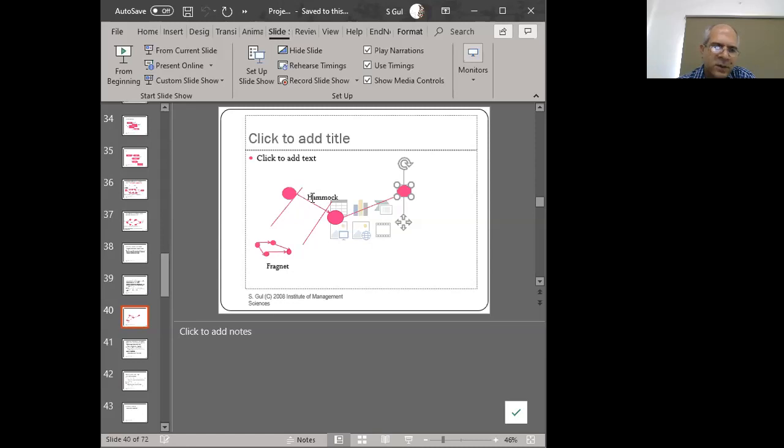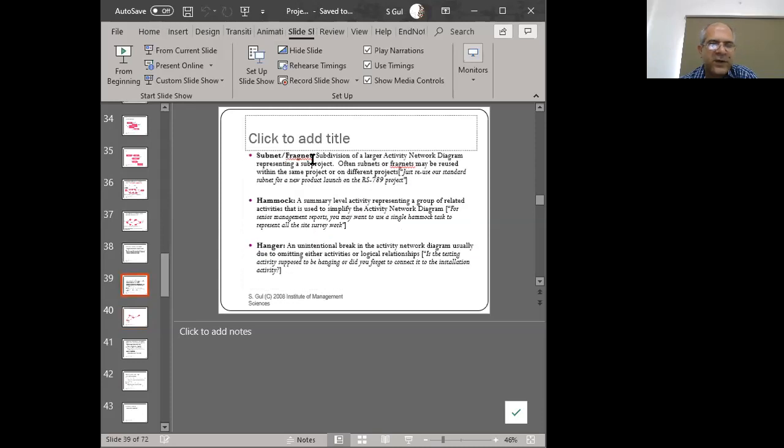So this becomes the hammock, and this becomes the fragment, right? If we go to a higher level of abstraction, meaning we're pressing magical minus buttons in our software to make our network diagram simpler and more abstract looking, then we're looking at a hammock view of it. And if we expand the hammocks, we find there are a lot of smaller network diagrams inside. These hidden network diagrams within the hammocks are known as fragnets, right? So fragnets are hidden inside the hammocks.